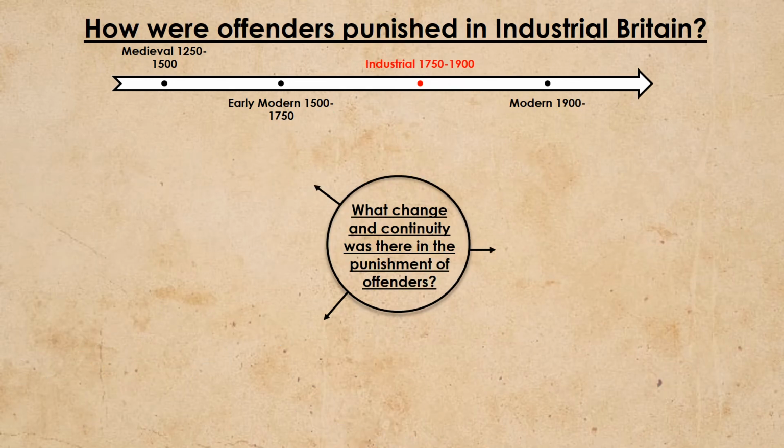Hello and welcome to episode 12 of the Crime and Punishment recap series. In this video we're looking at the last theme for industrial Britain, which is the punishment of offenders, by looking at what change and continuity there was in the punishment of offenders.